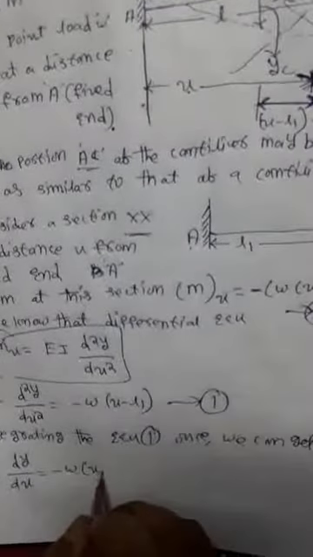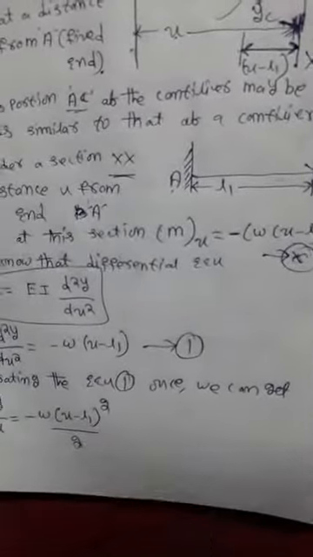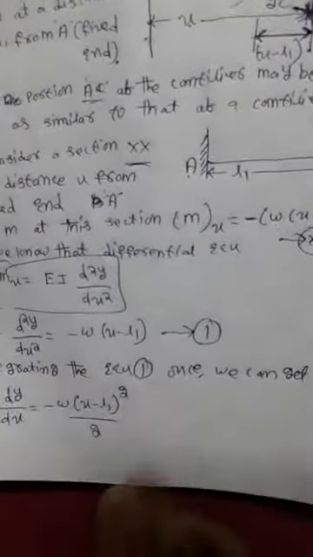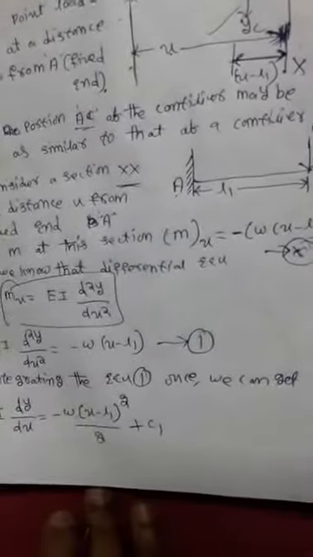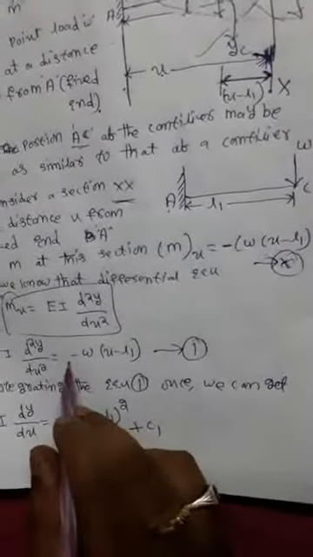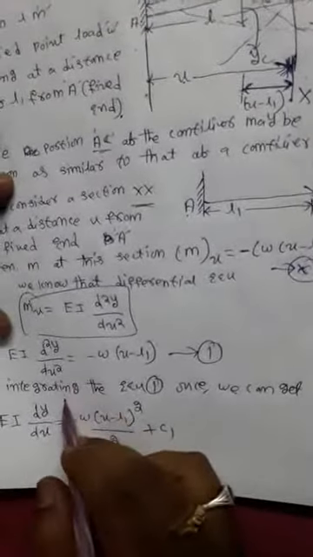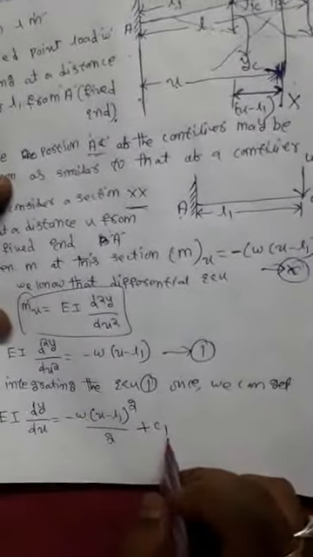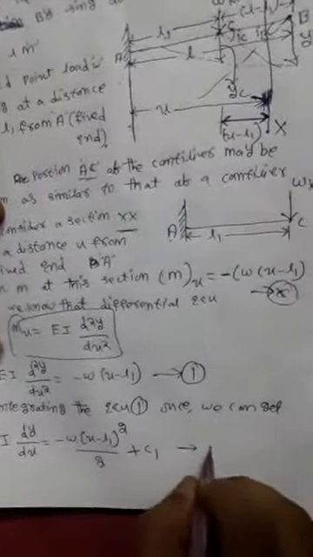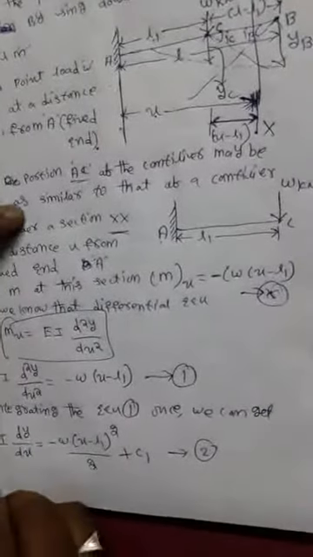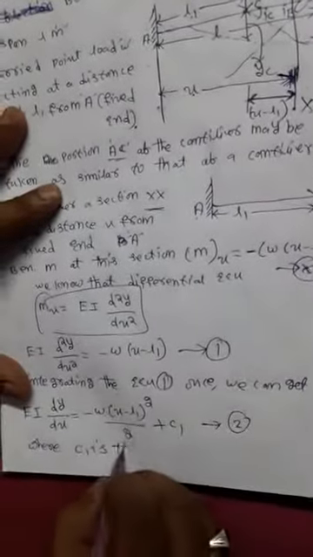Integrating x minus L1 gives x minus L1 whole square by 2. After getting this, plus C1 is the constant. Why? Because we integrated the equation once, so we put a constant C1. This is equation number 2, where C1 is the constant of integration.